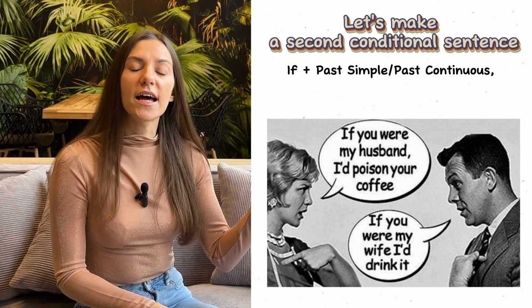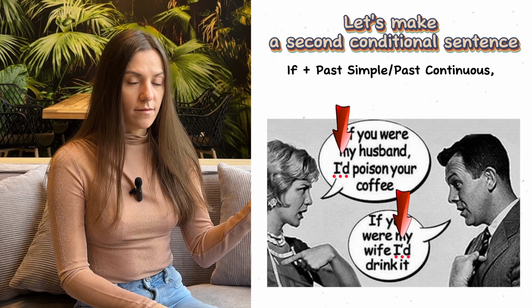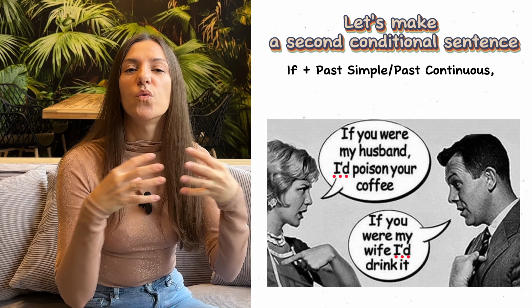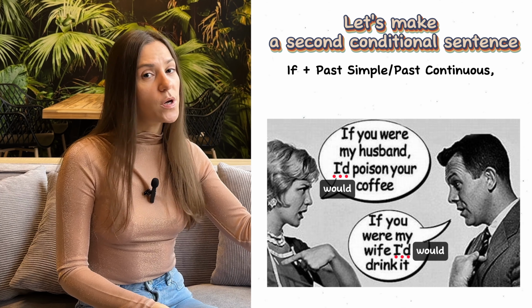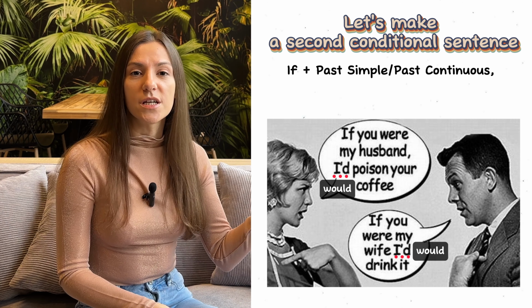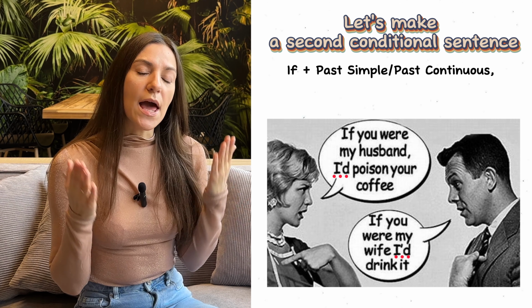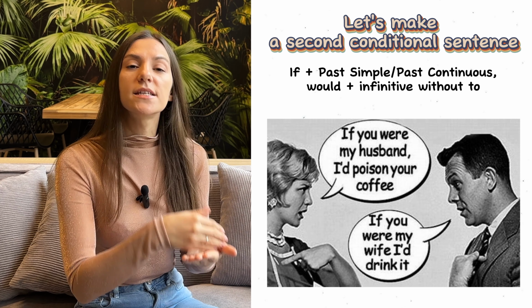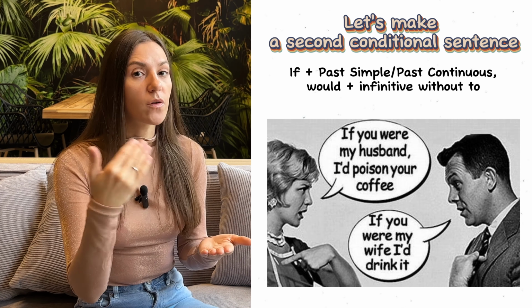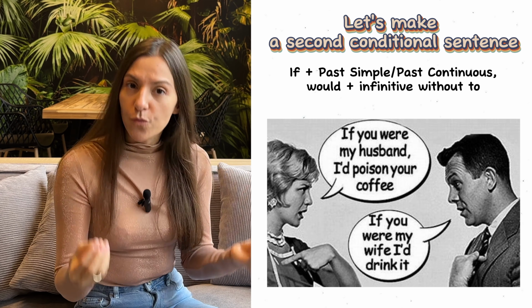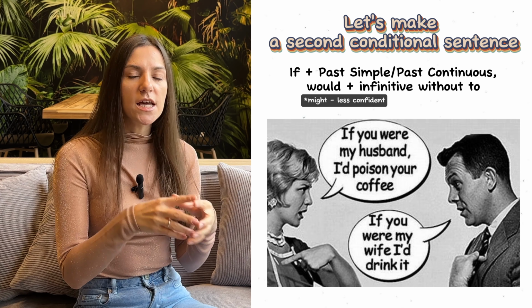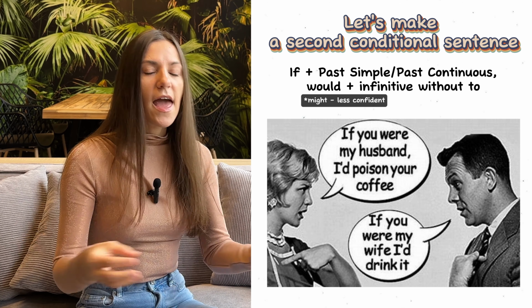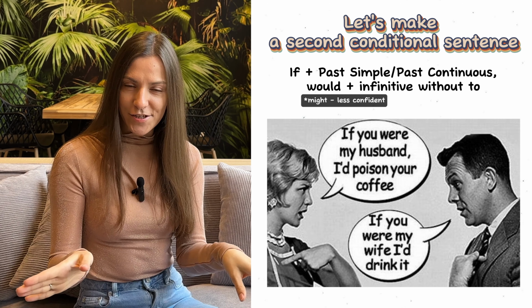Now, take a look at I'd poison your coffee. I'd drink it. This d part is would. I would poison your coffee. I would drink it. That means that a main clause consists of would plus an infinitive without to. Instead of would, we can also use might if you're less certain. So would shows more certainty and might less certainty.